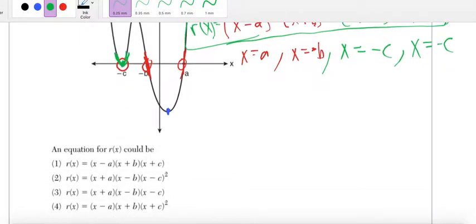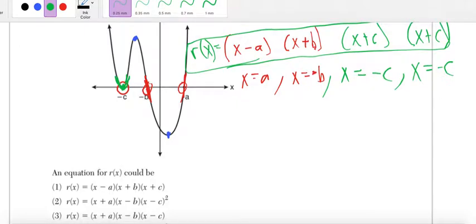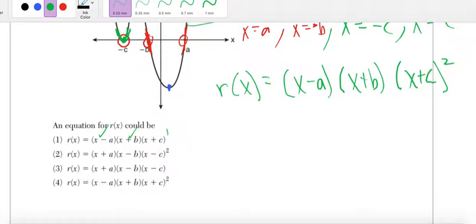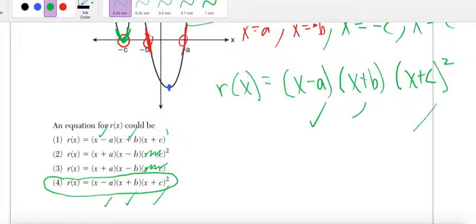So let's see what we got as our choices. In choice 1, we have x minus a, which is good, x plus b, but then x plus c is only raised to the first power. We have to have 2 of them. So we could also rewrite it like this. X minus a, x plus b, x plus c raised to the second power. If we look at choice 2, it says x minus c, so that's wrong. This says x minus c, so it has to be choice 4, and let's make sure it matches. X minus a, x plus b, and x plus c squared, and r of x equals that whole thing. So our answer is choice 4, okay?